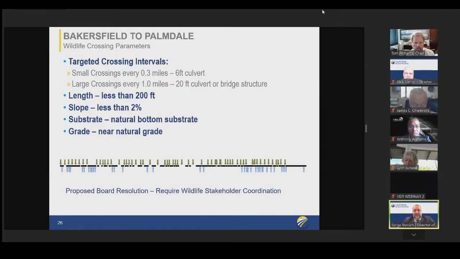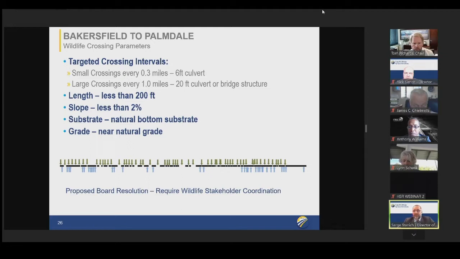So as we add the crossing structures, we then provided targeted crossing intervals. So we add crossing structures, small ones that are about 6 feet culverts, box culverts, every third of a mile. We also add large crossings. This could be a 20-foot culvert or one of those dual-use crossings or a road with a bench adjacent that provides habitat. The length is typically around 200 feet or less.